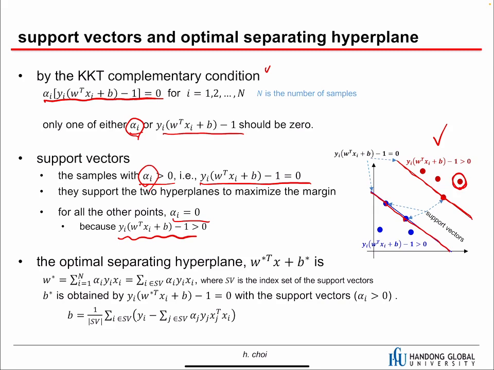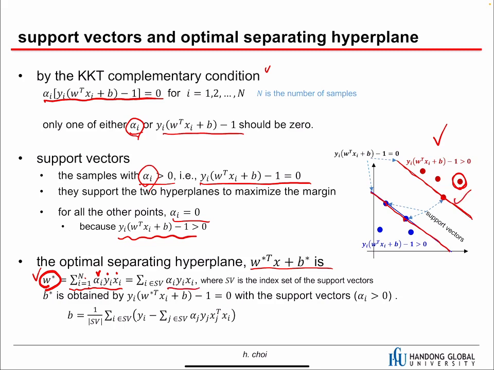Okay, so now the optimal separating hyperplane is this one. We don't actually solve these equations by ourselves. We're going to use some tools later. So if we solve this Lagrangian dual problem, then we have alpha, and y and x are the data samples we already have. So now W star is given by this one, and i goes from 1 to n, but actually we can consider just the support vectors. Okay, so in this example, we have only three support vectors.